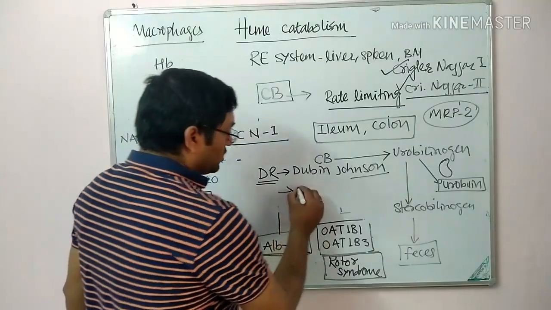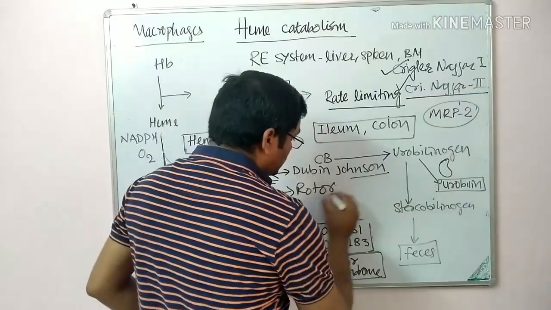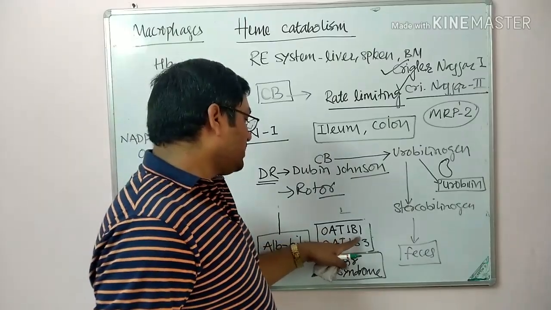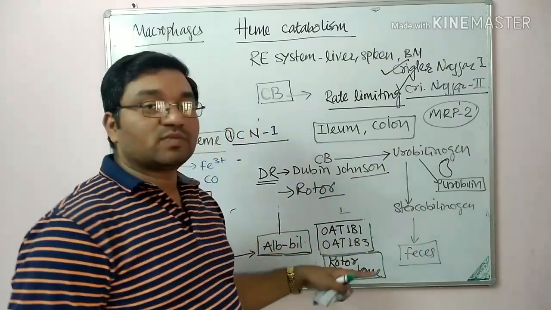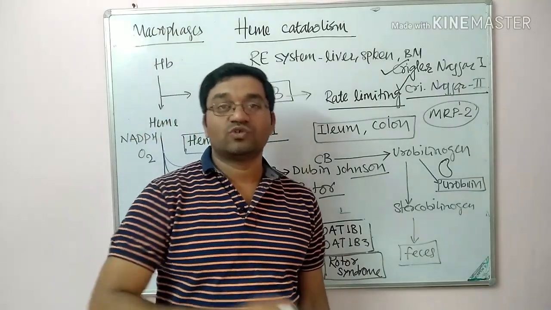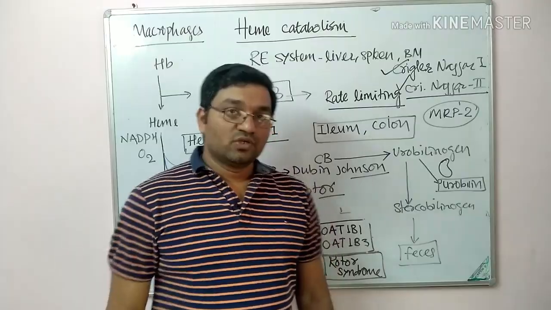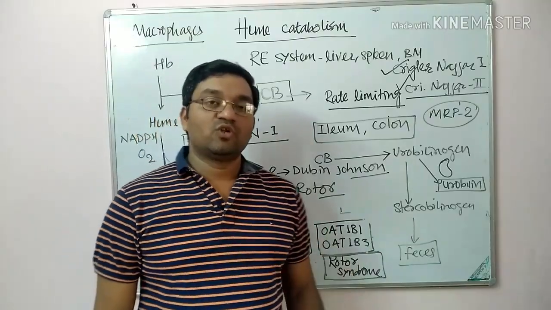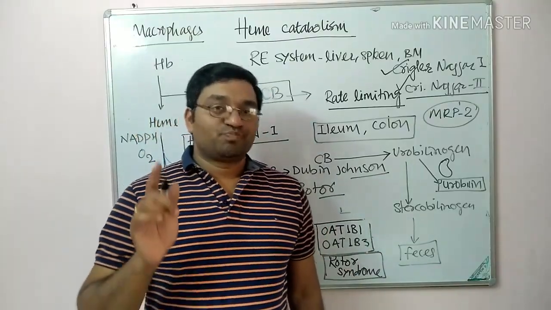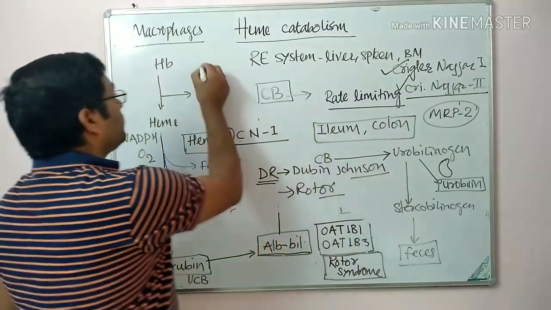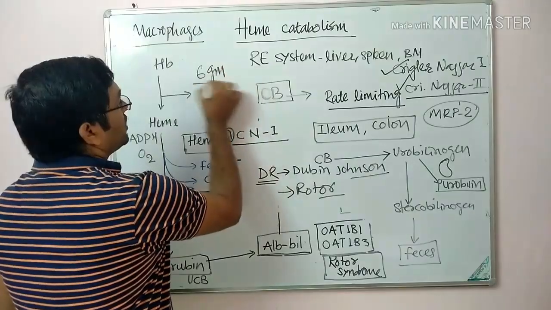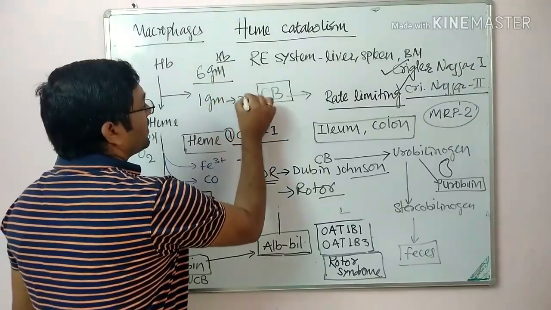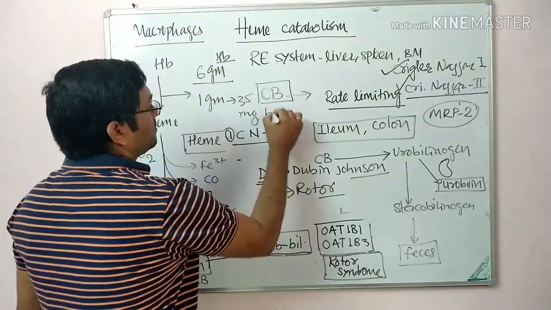And the next one is Rotor syndrome, which is due to the mutation in organic anion transporter 1B1 and 1B3. These are responsible for reuptake of conjugated bilirubin by the liver. So this is all about bilirubin metabolism, that is bilirubin synthesis and bilirubin degradation. Near about 6 gram of hemoglobin is degraded per day, and 1 gram of hemoglobin gives near about 35 milligram of bilirubin.